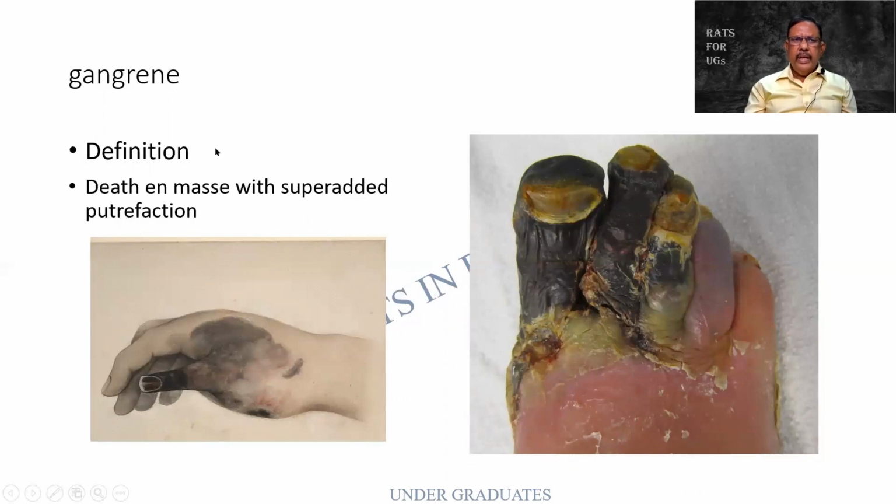Gangrene. The definition. It is death en masse. En masse means a lot, a huge mass together, all together. Death en masse with superadded putrefaction. Definitions are definitions, no wordings please. Death en masse of a tissue with superadded putrefaction.